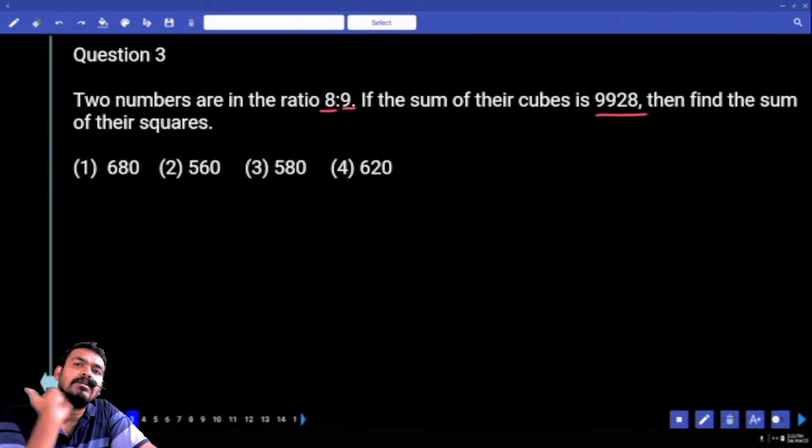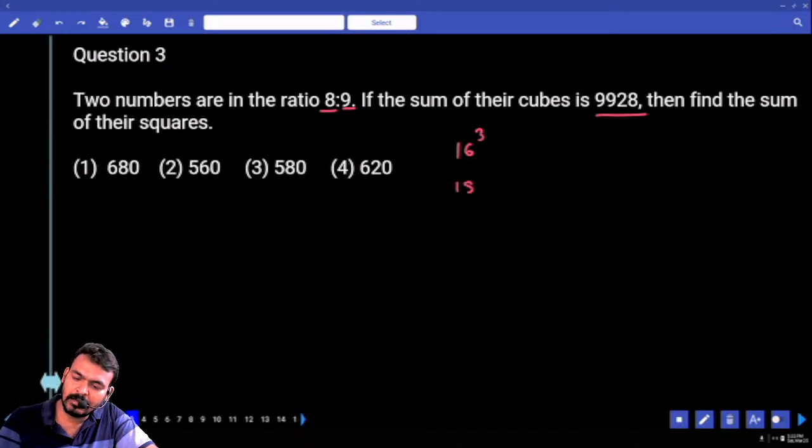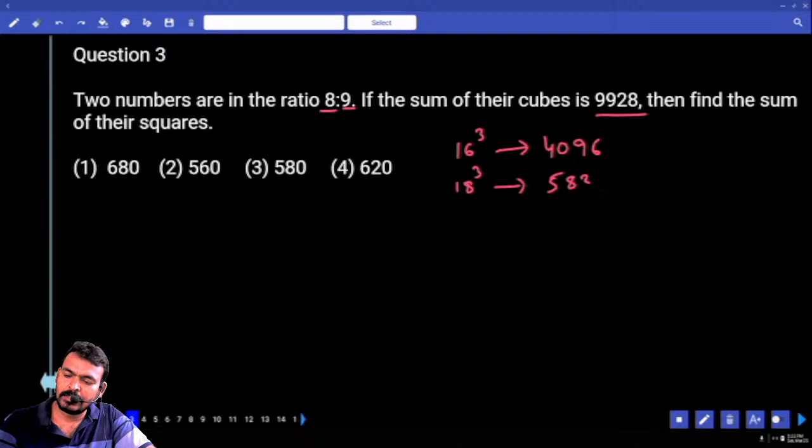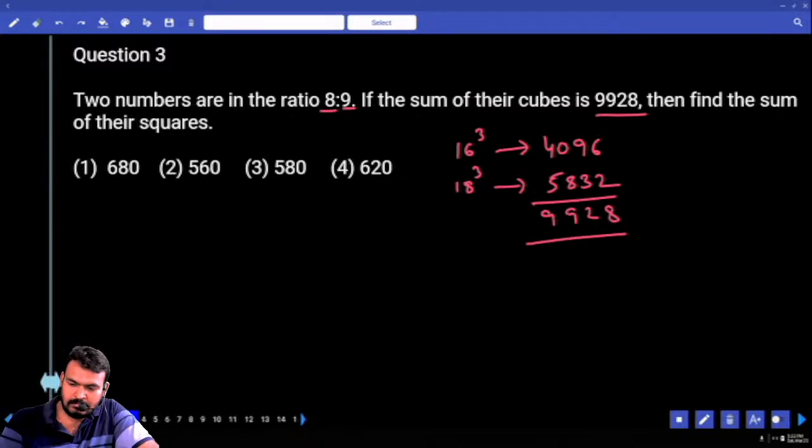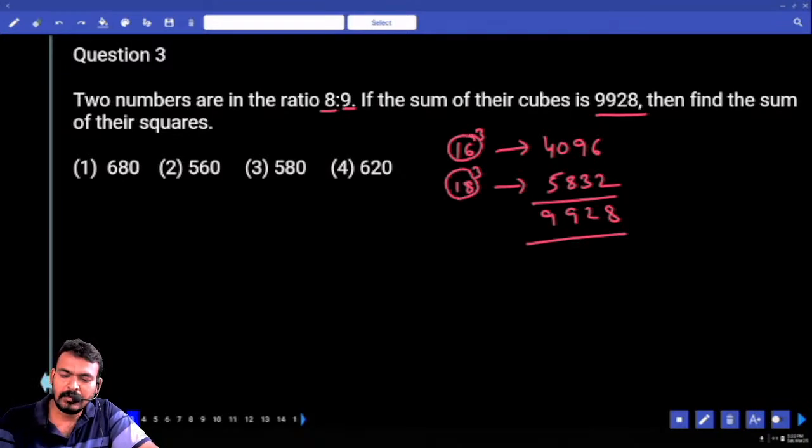What is 8 doubled? 16. 9 doubled? 18. One will be 16 cubed, another one is 18 cubed, or not? What is 16 cubed? 4096. What is 18 cubed? 5832, or not? These two are adding. 9928, or not? 9928. Then the first number is how much? 16. The second number is 18, or not?